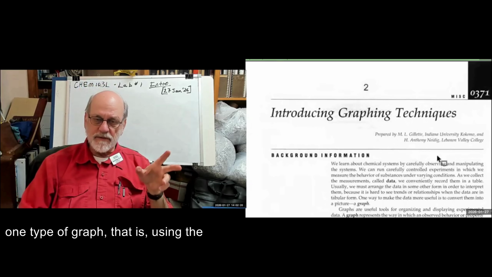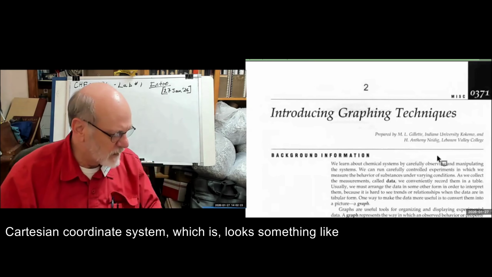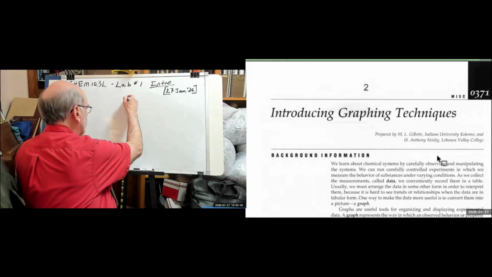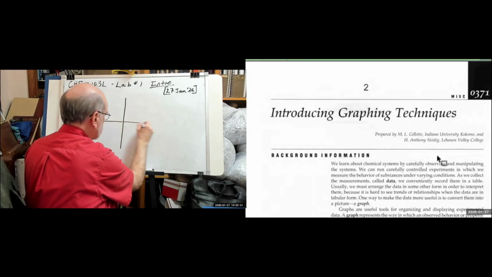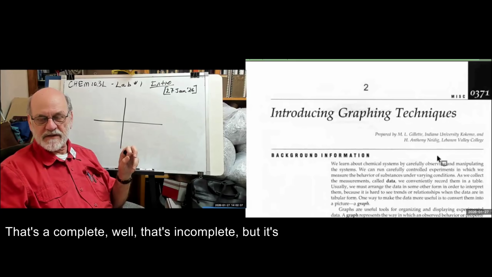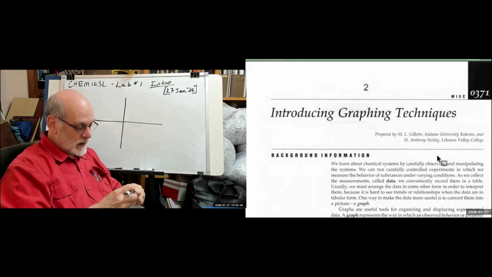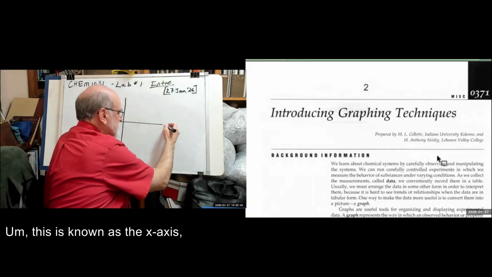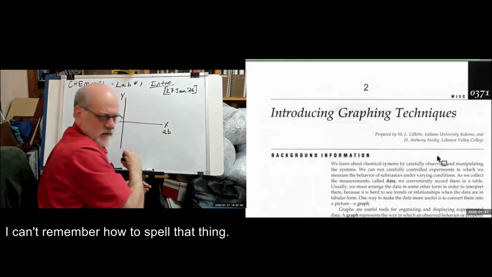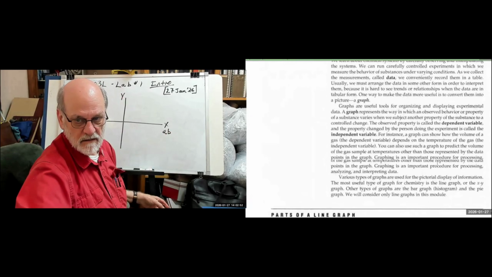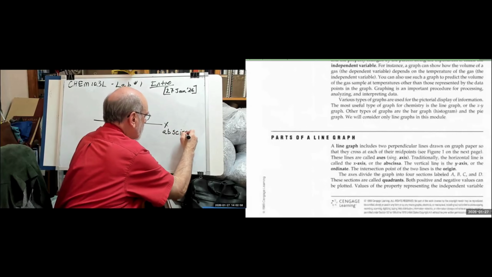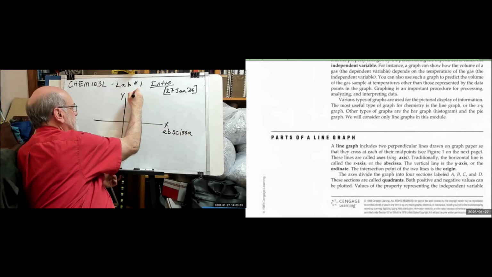We're only going to focus on one type of graph, that is using the Cartesian coordinate system, which looks something like this. That's incomplete, but it's a beginning for a Cartesian system. This is known as the x-axis. This is the y-axis. This is also called the abscissa. I can't remember how to spell that thing. Yeah, I thought so. Abscissa, and this is the ordinate.